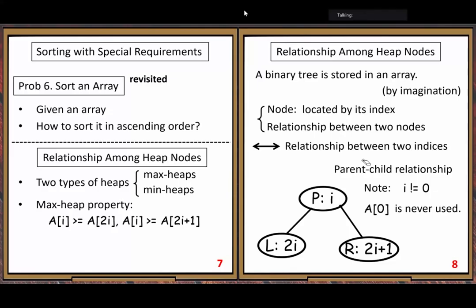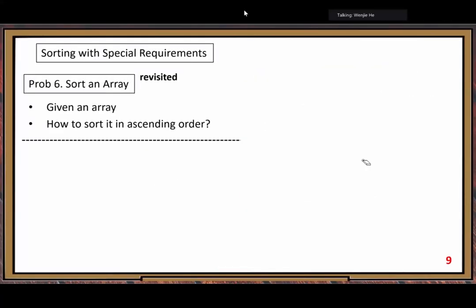Similarly, we can define a min heap property. The min heap property is just the opposite; the direction of the inequality is reversed. We only need to look at one of the two cases, so in this class we just study the max heap property.